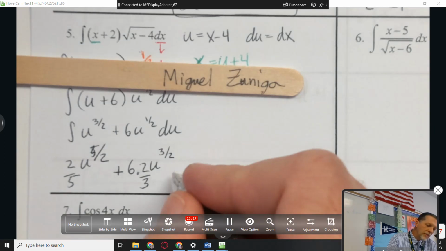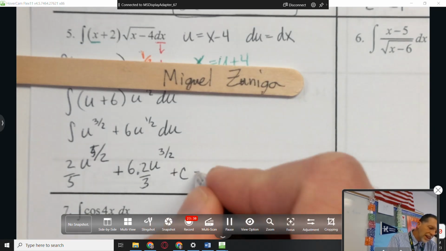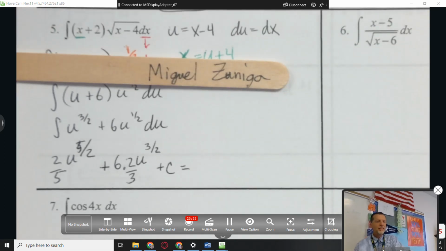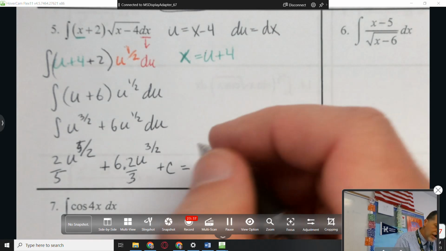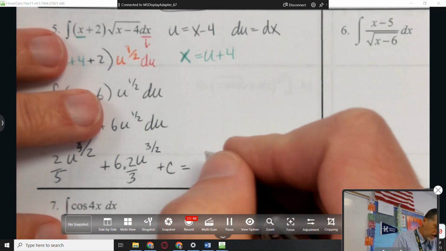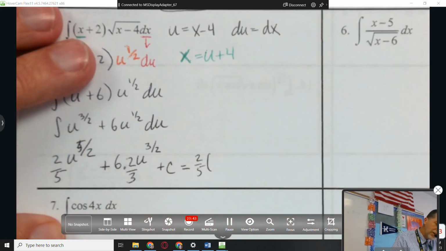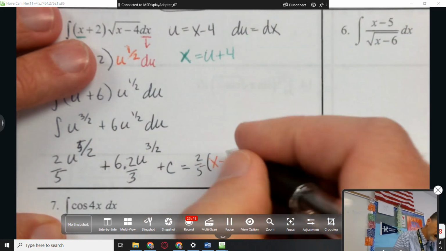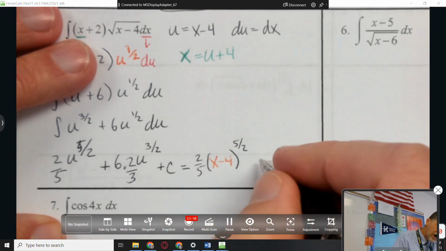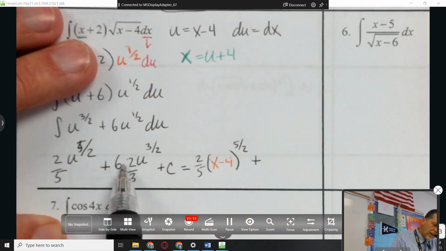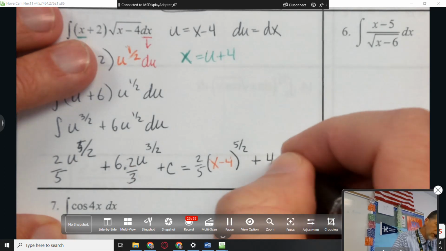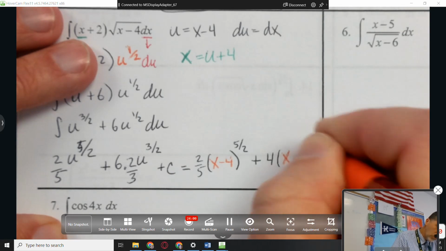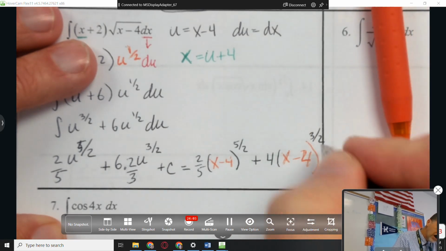I'm really tempted to leave off the plus c for space, but I'm going to put it in there. Again, you can leave it off and stick it on at the end, but don't forget to stick it on at the end. So 2/5. Now I just got to plug the u stuff back in there. X minus 4 to the 5/2 plus 12 over 3 is 4, x minus 4 to the 3/2 plus c.